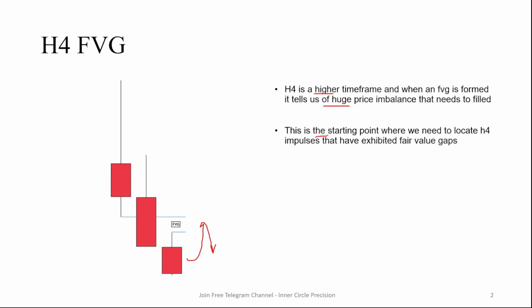This is the starting point where we need to locate H4 impulses that have exhibited fair value gaps. So all that you need to do is to look for impulses on the H4 time frame, and within those impulses, you need to look for these fair value gaps like this one shown here. Our anticipation will be to see these gaps filled before moving to the next step.